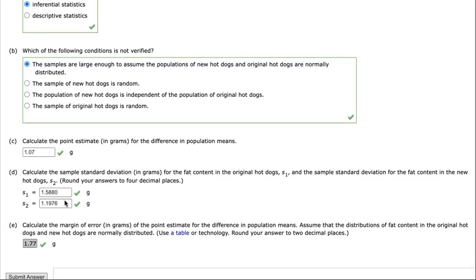We want to assume that the distributions of fat content in the original hot dogs and the new hot dogs are normally distributed. We can use a table or technology to find the t-value that we need to calculate the margin of error. Because to calculate the margin of error, in that formula, we need a t-value. We also need the standard deviation and the population size. So we will calculate that right now.